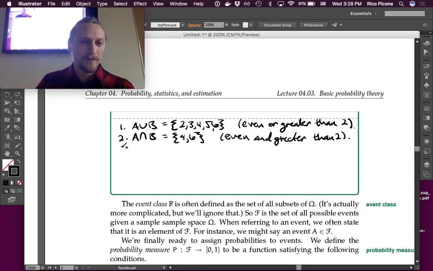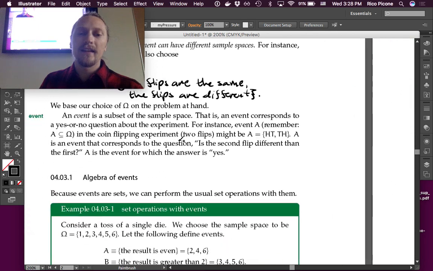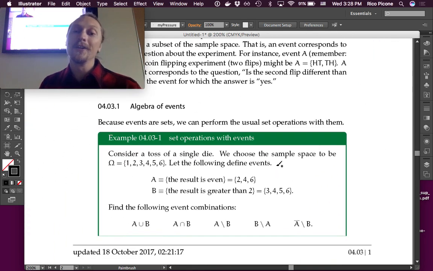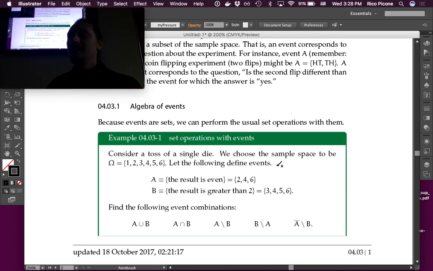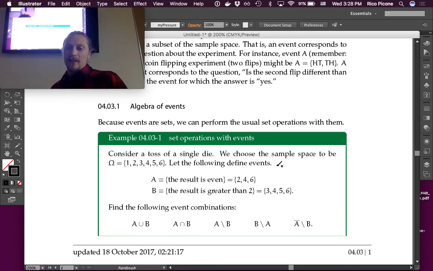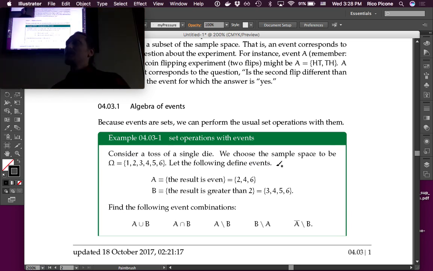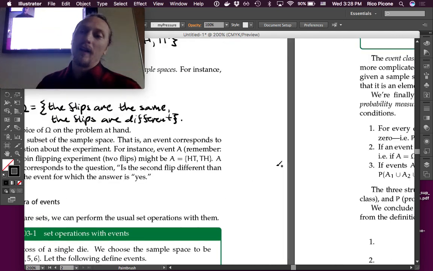What's the third one? We need to do A minus B, right? Set minus B. So we need to take A, and the way I just do it is I take A and whatever shows up also in B, I take it away. So 2 doesn't show up in B, so we have that, but 4 and 6 both show up in B. So we're left with just 2.